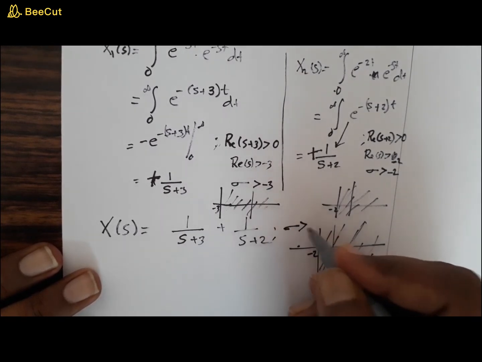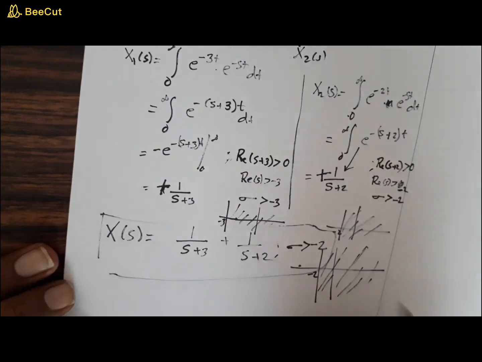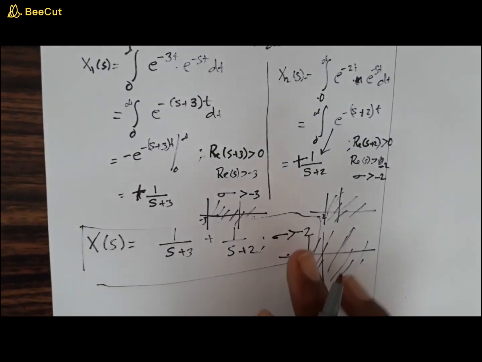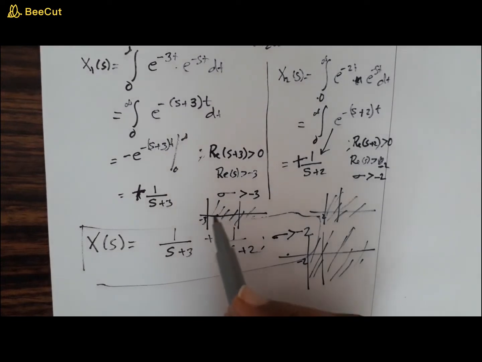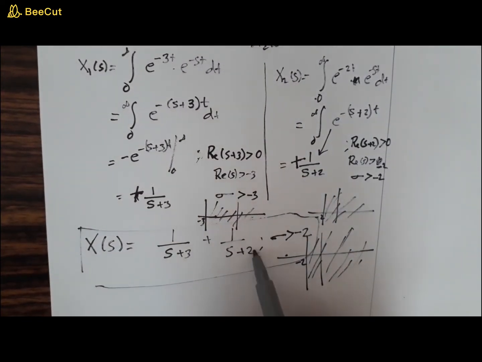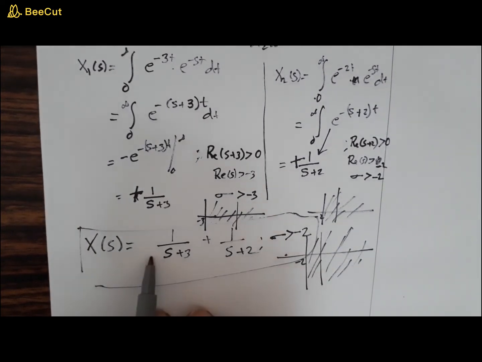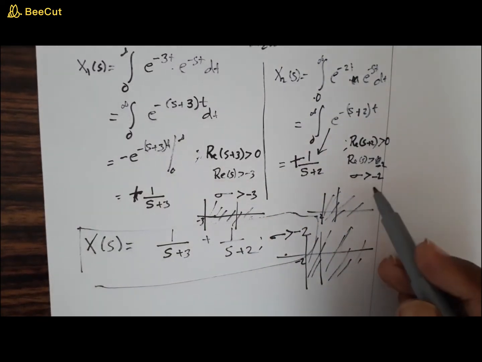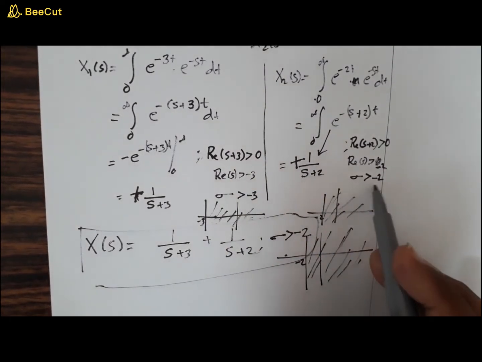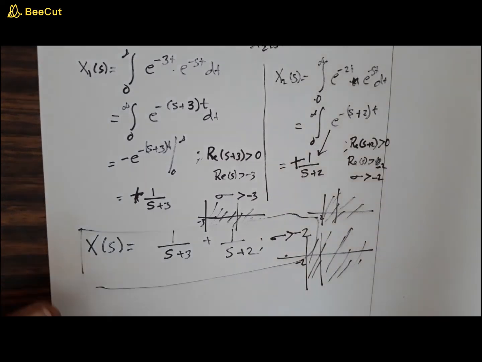So how will you represent this? Sigma has to be greater than minus 2. Okay, this is very important. What is wrong in writing sigma greater than minus 3? When you write sigma greater than minus 3, that's valid for this term, but that is not valid for the other. To be valid for both terms, you need to have the intersection. While you draw, you will understand that the region of intersection will be sigma greater than minus 2.